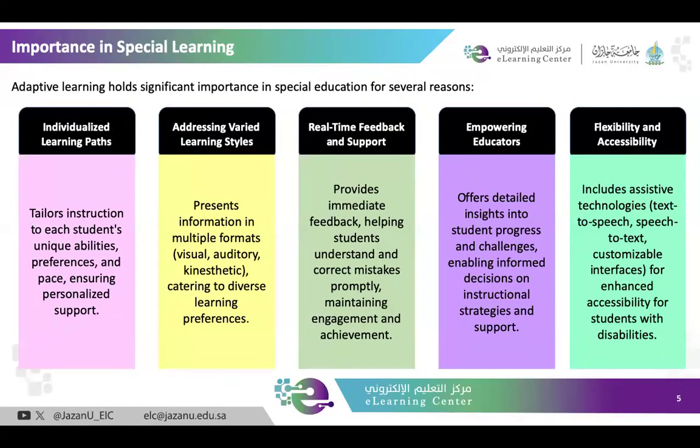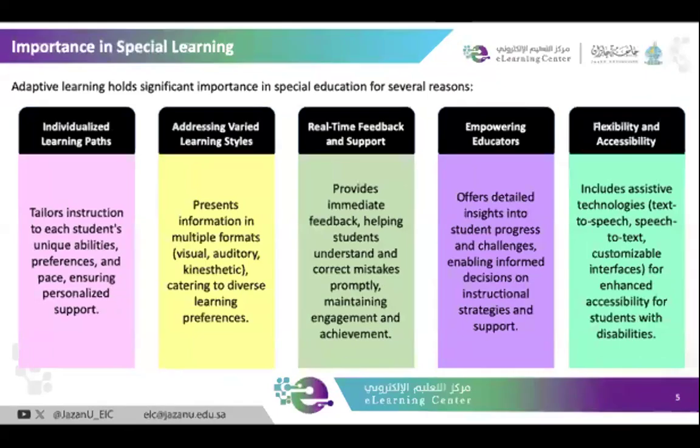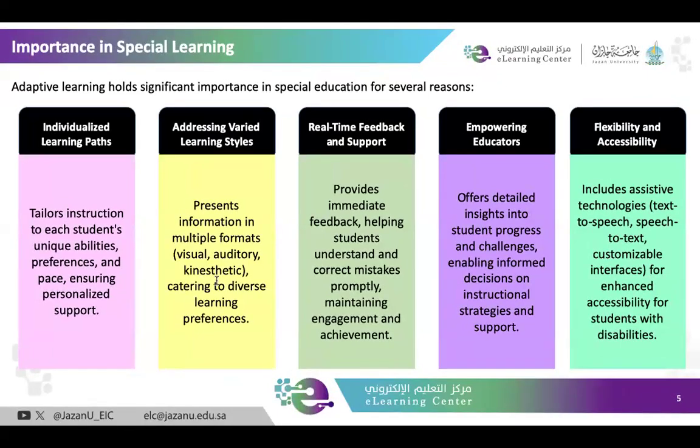Now the question is, why do we need such technology to personalize learning? We need to focus on special needs because these are a mandatory part of today's education system. Adaptive learning holds significant importance in special education for several reasons, like the individual learning path. Students with special needs often have diverse learning requirements. Adaptive learning provides personalized instruction, tailored to each student's unique abilities, preferences, and pace, ensuring they receive the support they need to succeed.